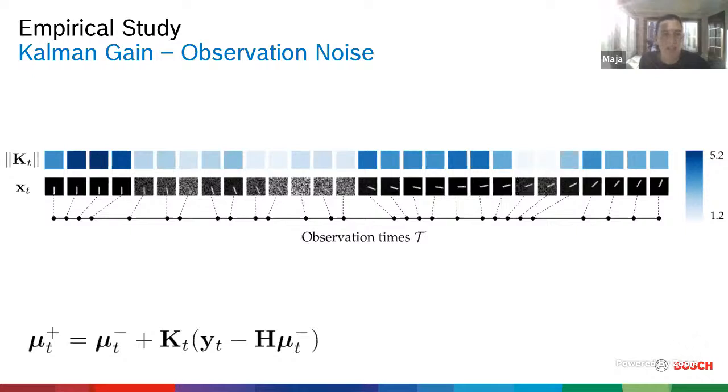And yeah, so we can see that in these frames that are much clearer, or especially, for example, this frame, which comes after a sequence of noisy frames, the model puts much more emphasis on it by having a darker, or a higher, Kalman gain norm.